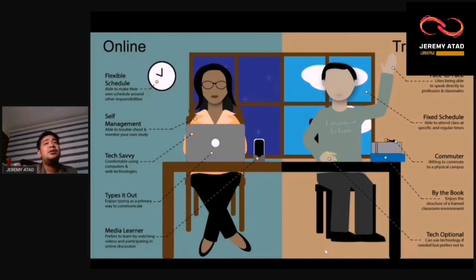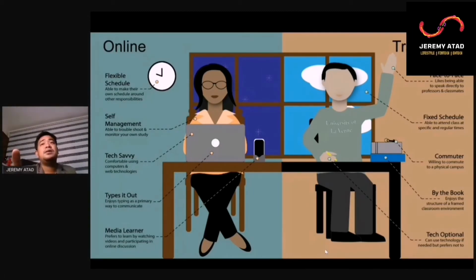While the traditional learners, they can actually enjoy the perks of being a traditional learner, but in our times where gathering is restricted and face-to-face classes are not recommended, it's not really possible. But here are the perks of the traditional learner.